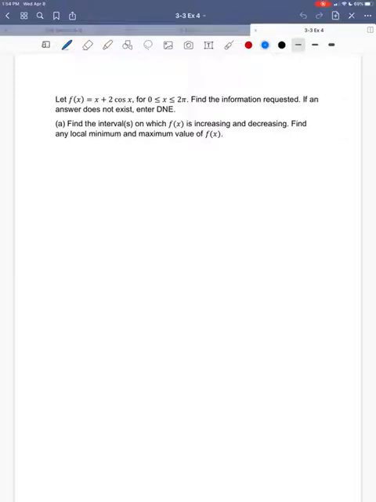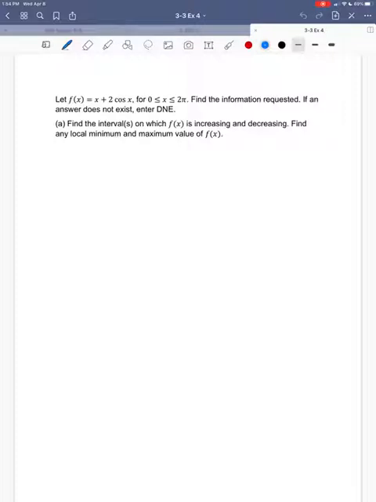In this problem, we're given a function. This is a function involving a trig function involving cosine. So it's saying that we're only going to consider this function over the interval as x goes from 0 to 2 pi. And first, we're supposed to find any intervals on which f of x is increasing and decreasing, and then any local minimum or maximum values of f of x.